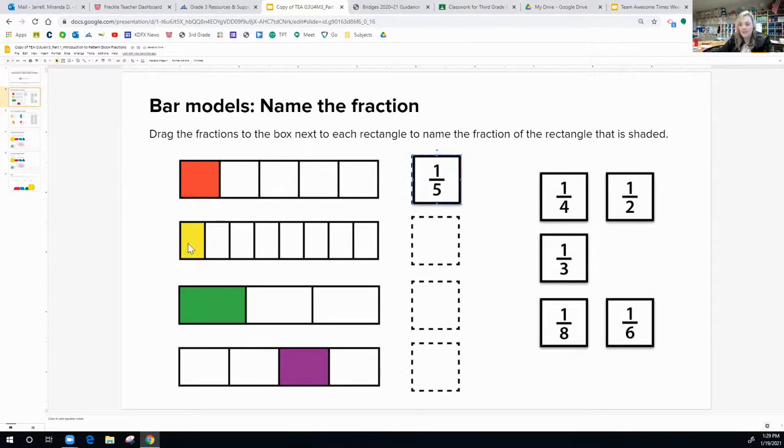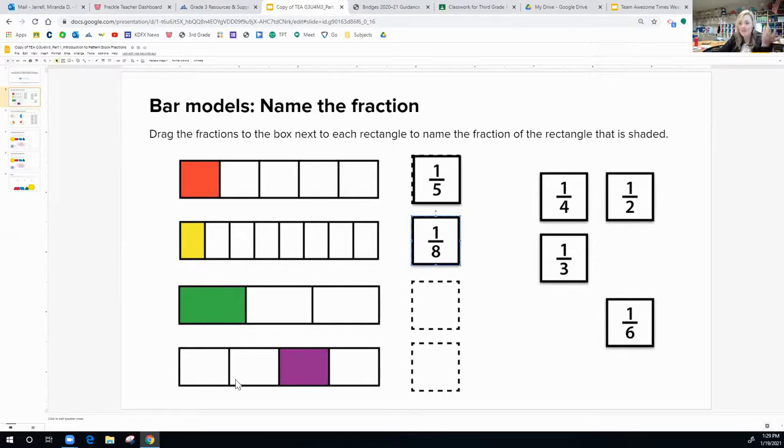Now let's look at this one. 1, 2, 3, 4, 5, 6, 7, 8. There's 8 in all, and 1 is shaded. That's 1/8. The bigger the denominator, the smaller the pieces. So go ahead and say that. The bigger the denominator, the smaller the pieces. Let's just remember that when we use food, math makes sense.